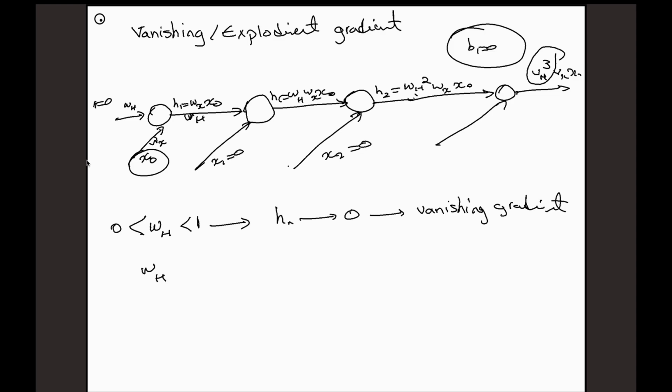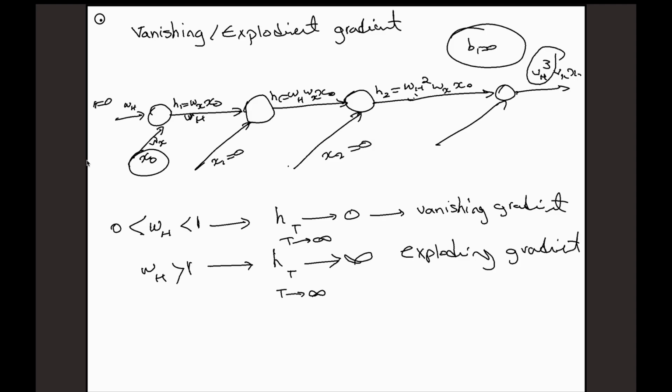But when wh is more than 1, depending on how many times you roll it, if t is very large, it will converge to infinity. So you have exploding gradient problem. And because of that, training and tuning very large neural networks will be hard. You almost always deal with these problems. There are techniques to deal with it.